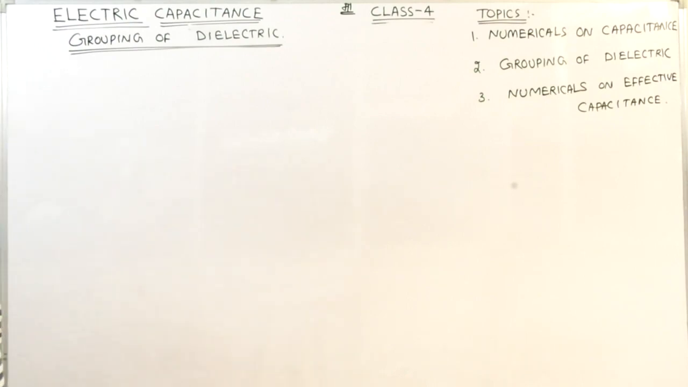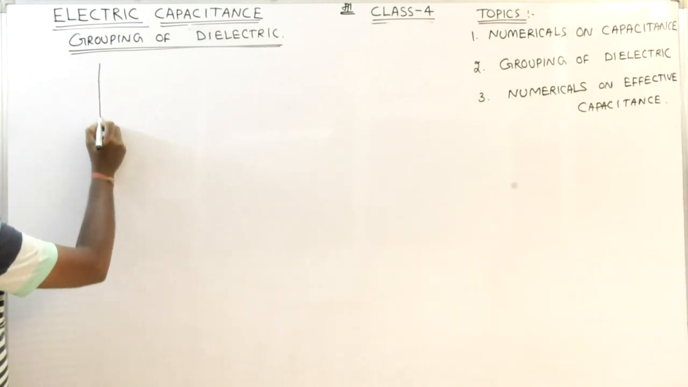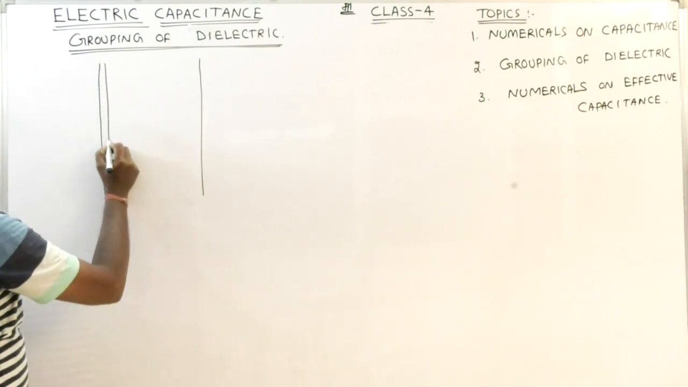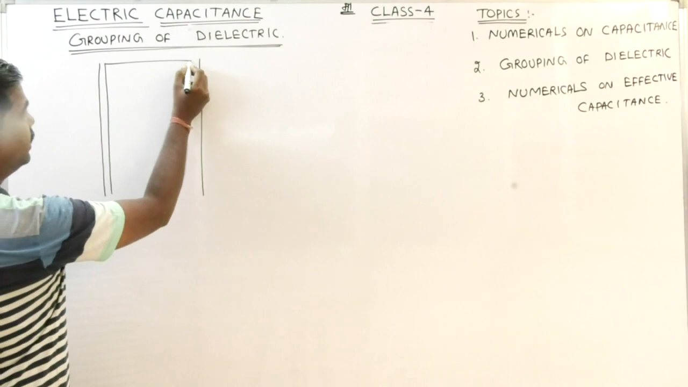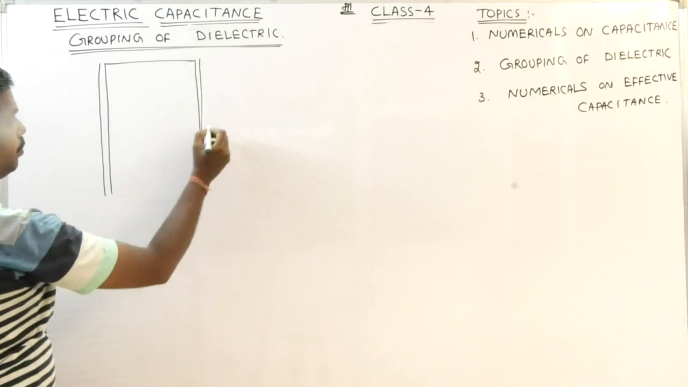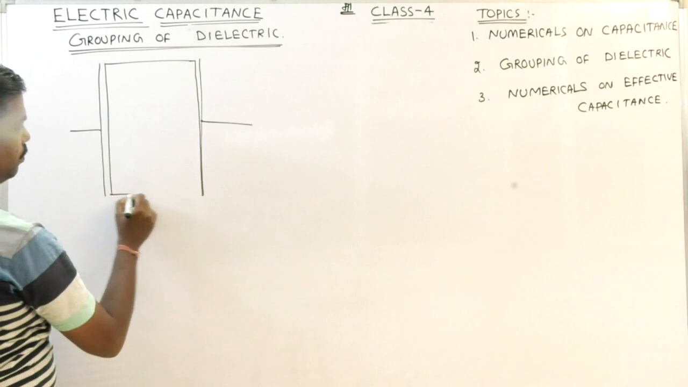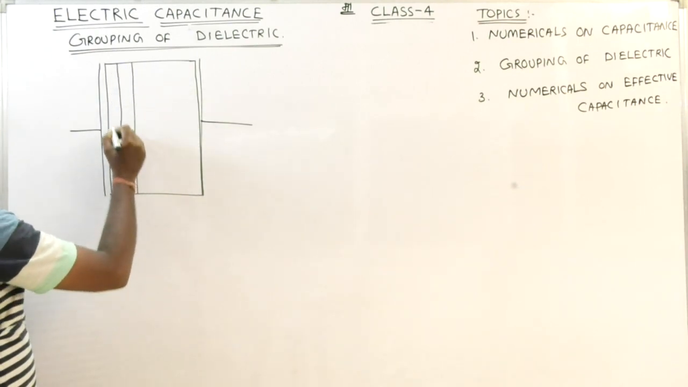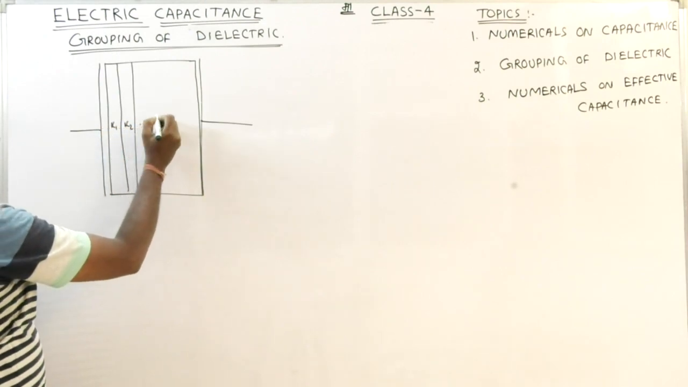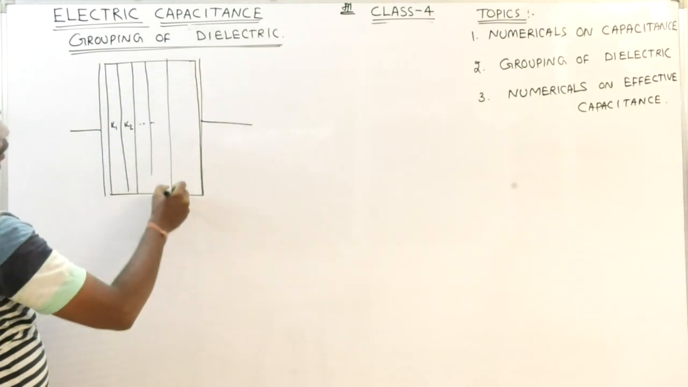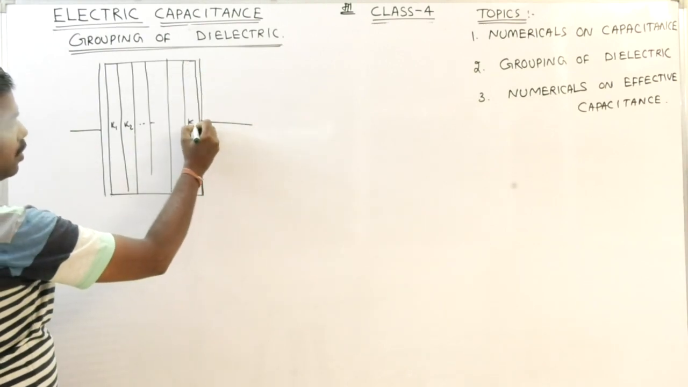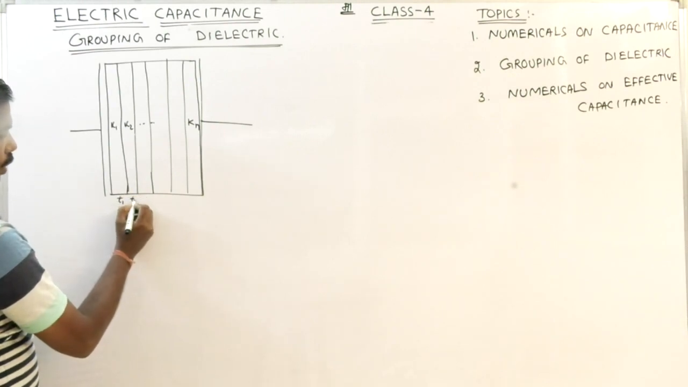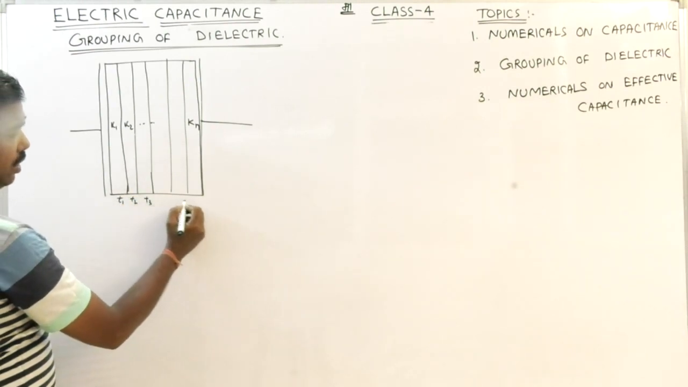Grouping of dielectrics. When a parallel plate capacitor is inserted with a dielectric slab, there is a change in its capacity. Let there be n dielectrics with dielectric constants K1, K2, and so on up to Kn, and thicknesses T1, T2, T3, up to Tn.